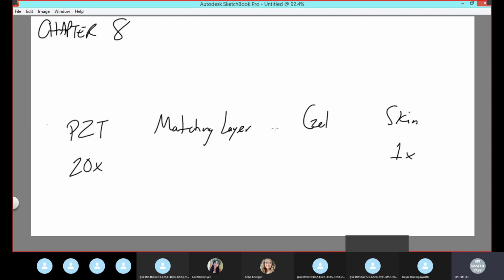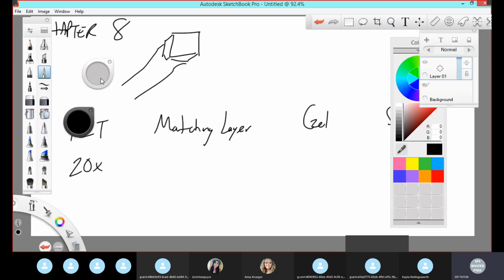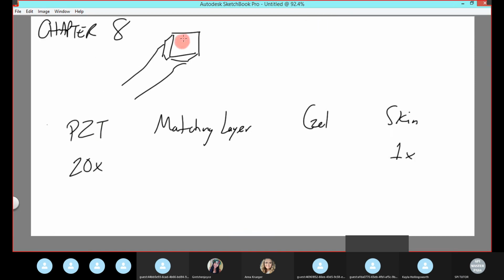All right, so that's why we have this matching layer and the gel. So what is the matching layer? The matching layer is that part of the transducer that is this color. That is the matching layer. So it's the part of the transducer that actually touches the skin. You know, the part that we always wipe clean, that's the matching layer. That little pinkish, reddish surface. That is the matching layer, okay?